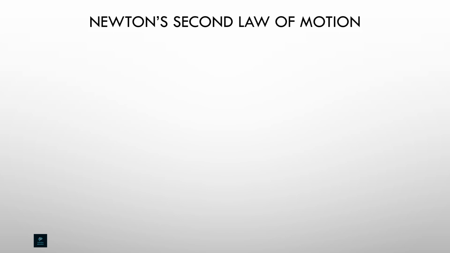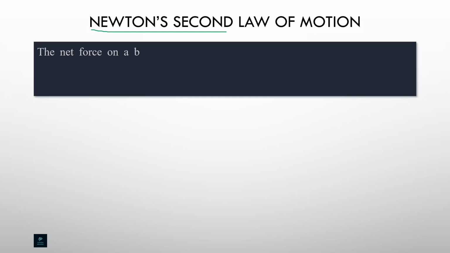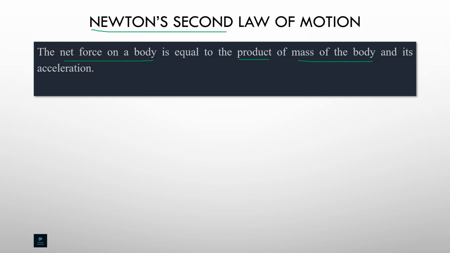Now, for Newton's first law, we already know that a body cannot accelerate or decelerate without the application of a force. Newton's second law gives the relationship between the force that is applied on the body and the acceleration produced in it. Therefore, the statement of Newton's second law is: the net force on a body is equal to the product of the mass of the body and its acceleration. That is, F net is equal to mass times acceleration.